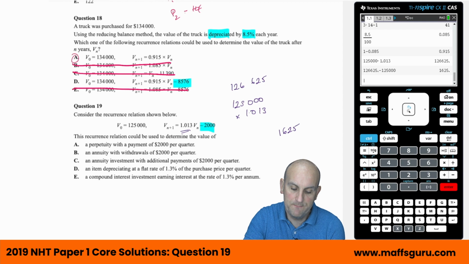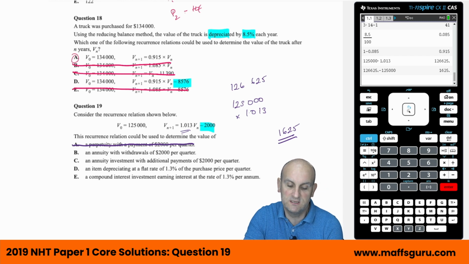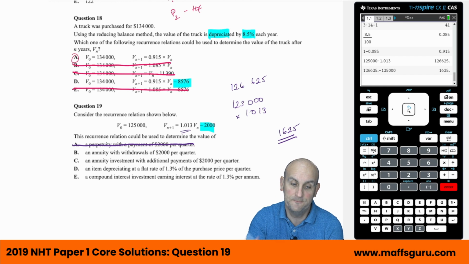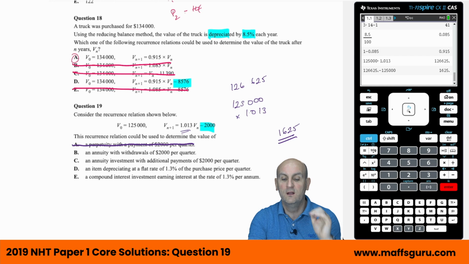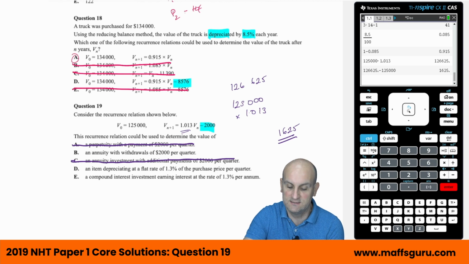Right, here we go. A perpetuity with a payment of $2,000 per quarter. A perpetuity means you're living off the interest. My interest is $1,625. If I take away the $2,000, I'm actually going to spend my principal. That's not going to work. An annuity with withdrawals of $2,000 per quarter. It could be B, because an annuity is basically a piggy bank that you just take money out of. An annuity investment with additional income payments of $2,000, well, it's not being paid in because of the minus sign.